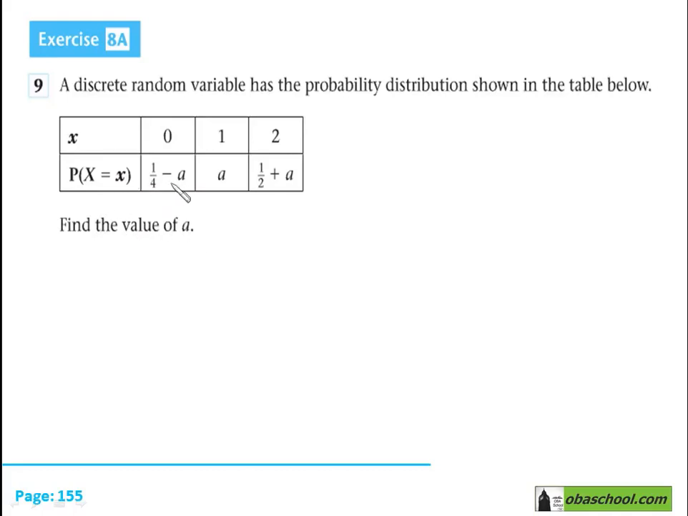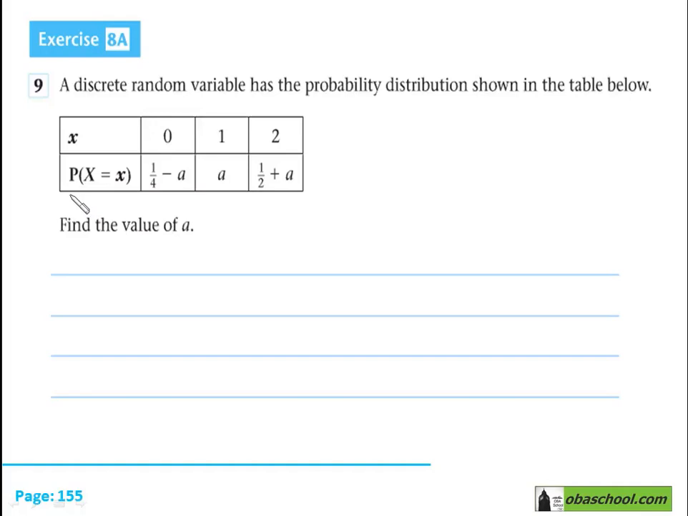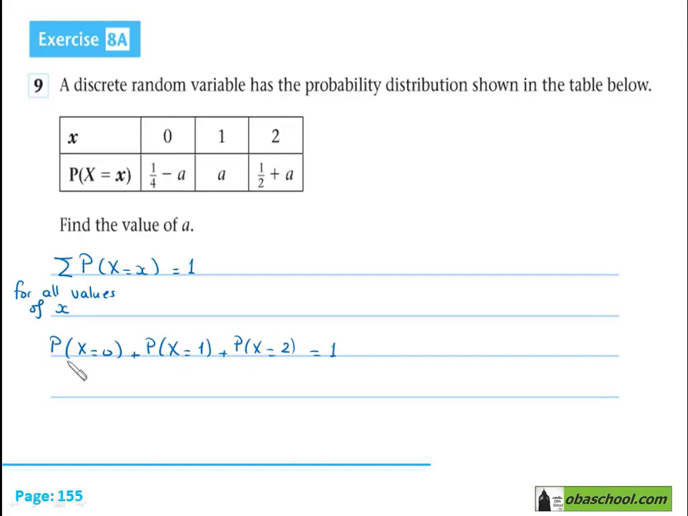In order to find the value of a, we need to remember the relation. The relation for the probability distribution is the summation of the probability of capital X equals x, for all values of x, is equal to 1. So the probability when x equals 0, plus the probability when x is 1, plus the probability when x is 2. This is what "for all the values of x" means. They are all equal to 1.